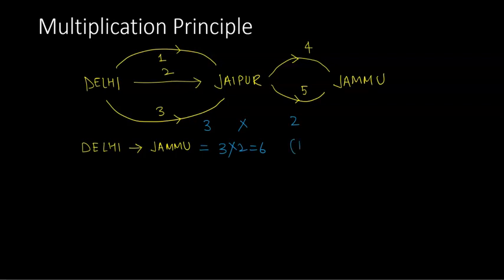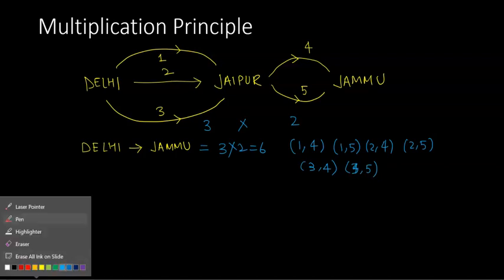The first route you can take is 1 and 4. The second route you can take is 1 and 5. The third route is 2 and 4. The fourth route is 2 and 5, the next route is 3 and 4, and the next route is 3 and 5. So these are the 6 possible routes you can take.